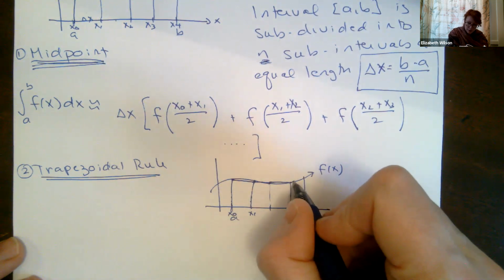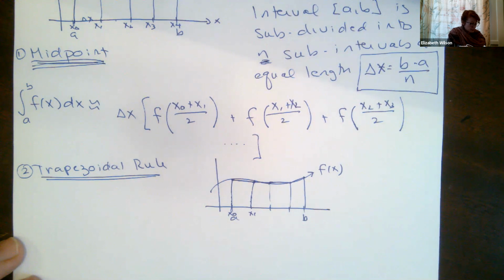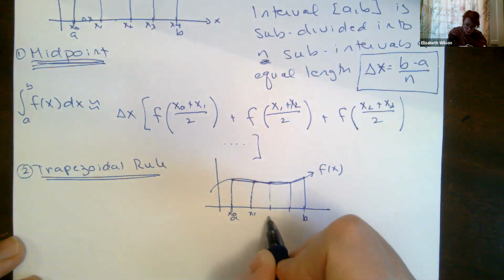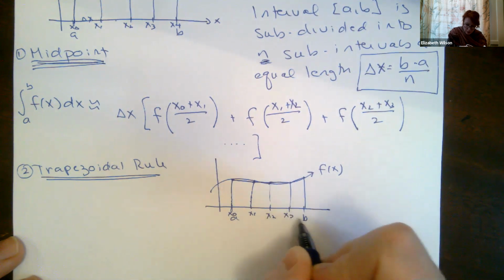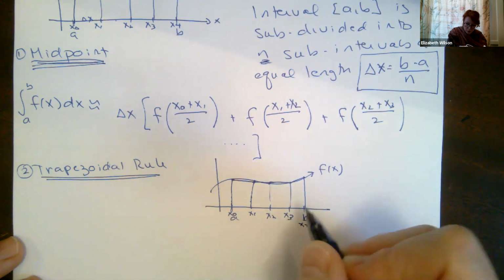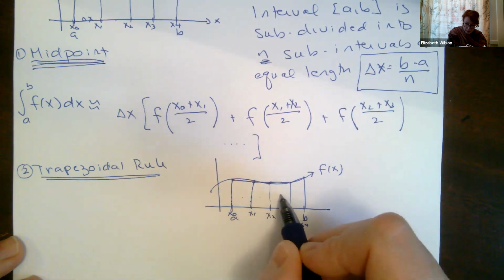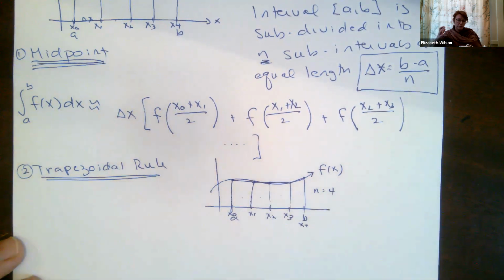It's hard to see these. This isn't quite so curvy, but there are different trapezoids in there. So this is x1, x2, x3, x4. That's a 3. So 1, 2, 3, 4. This is n equals 4 again, just to have a visual.